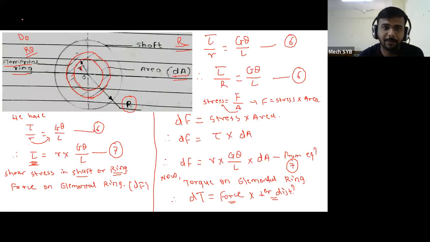Here dT is equal to, what is the force value we have calculated? dF. What is the perpendicular distance between the torque and the center point of the shaft? I am telling the shaft. I am not asking for the elemental ring. For example, if I am calculating the torque here, focus on the elemental ring.